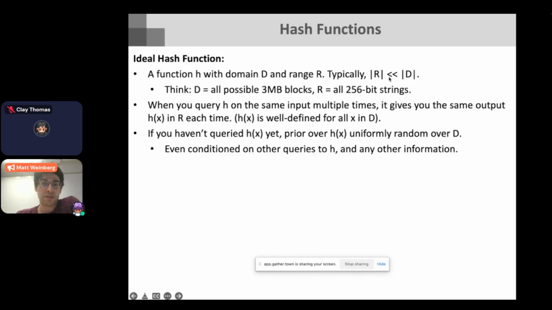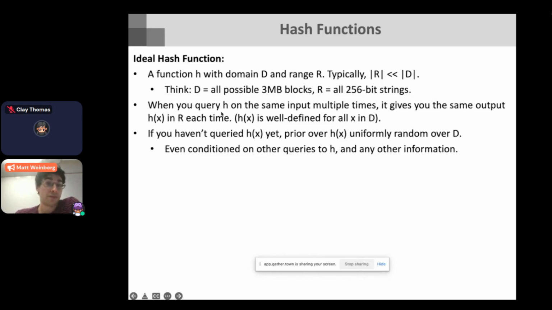And typically you should think of the range as being significantly smaller than the domain. For example, how this is used in Bitcoin is the domain is all possible blocks that are at most 3 megabytes large, and the range would be a 256-bit string. Okay, so what's a hash function?